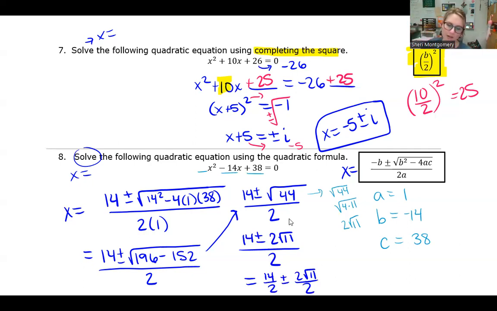Sorry, I know it's small down at the bottom. And I'm doing that because each one of those pieces can reduce. 14 over 2 can reduce, 2 over 2 can also reduce. So I end up with 14 divided by 2 is 7. 2 divided by 2 is 1. So it's just 1 times the square root of 11, or just square root 11.